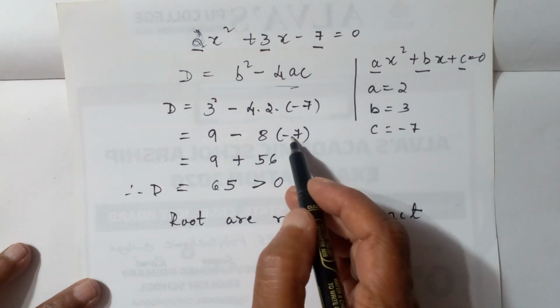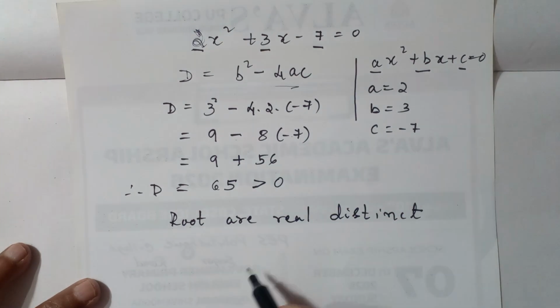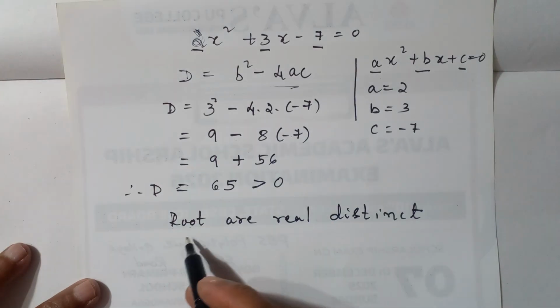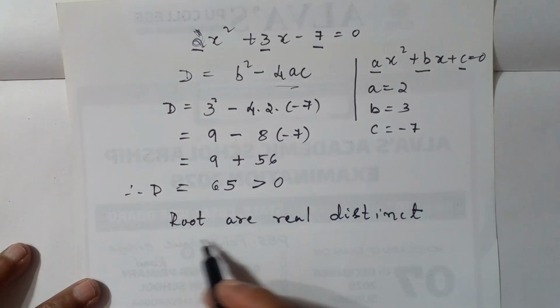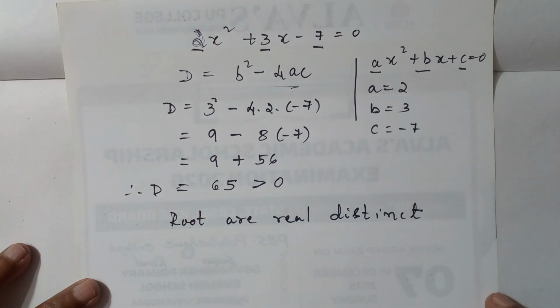Here don't forget minus into minus plus. So that becomes 65. 65 is greater than 0. Therefore what can we declare? The roots are real and distinct. It is totally positive. You have to say this one.